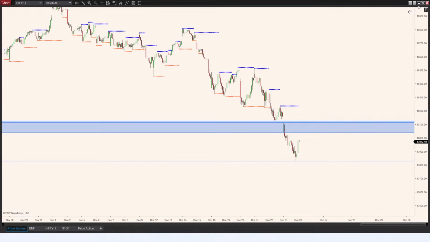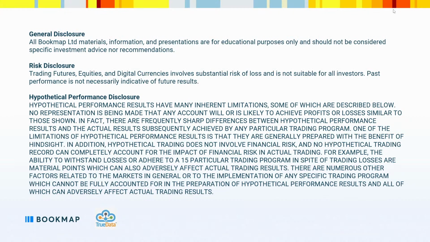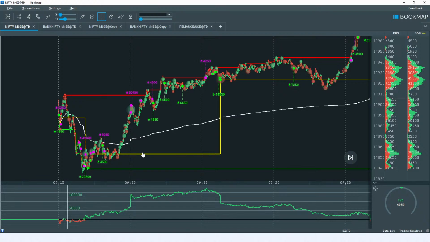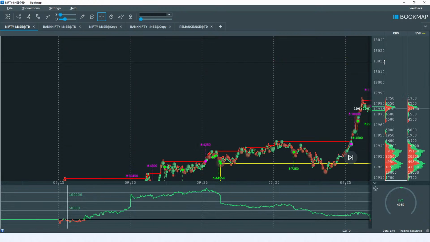With this context, we will move on to the next discussion, which is basically how we can take entries and exits using the Bookmap chart. Okay, so just a moment.